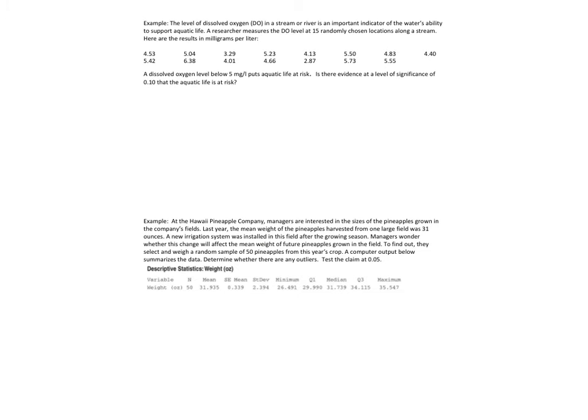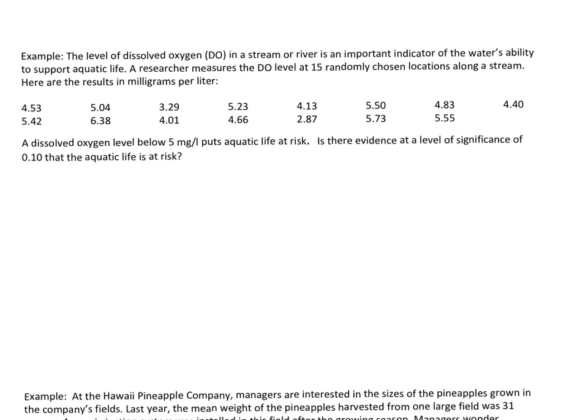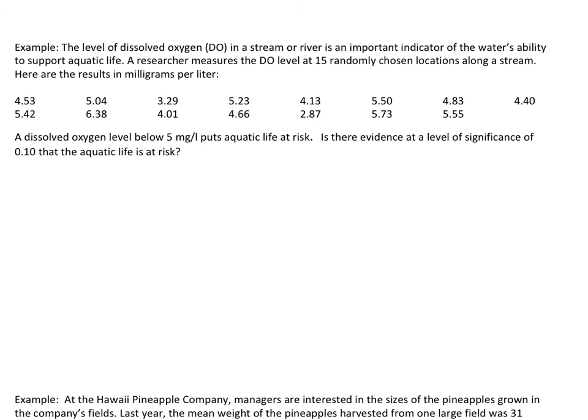So we're going to take a look at one more example. So we have that the level of dissolved oxygen, which we're going to abbreviate DO, in a stream or river is an important indicator of the water's ability to support aquatic life. A researcher measures the dissolved oxygen level at 15 randomly chosen locations along a stream. Here are the results in milligrams per liter. So we have our 15 results. A dissolved oxygen level below 5 milligrams per liter puts aquatic life at risk. Is there evidence at a level of significance of 0.10 that the aquatic life is at risk?